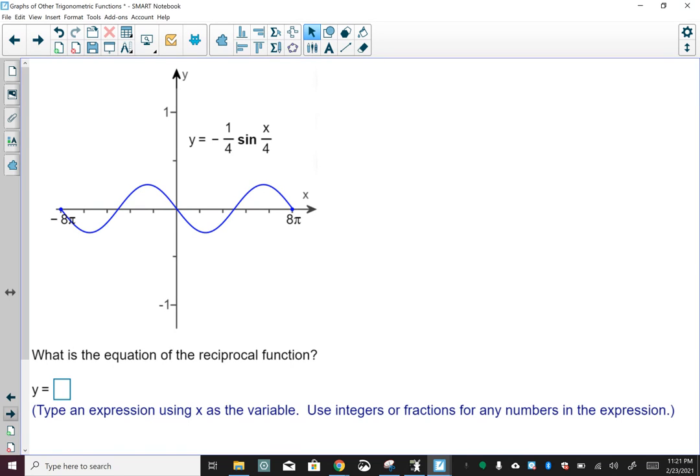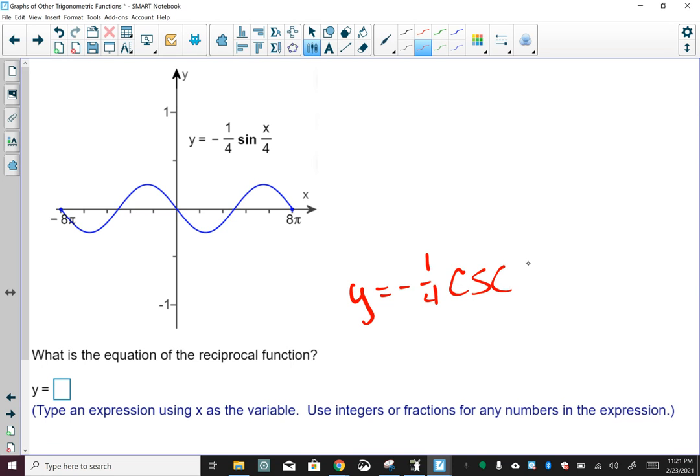And then the last one. This is a 2-part question. The first part is, what's the equation of the reciprocal function? If they give me this here, I need the reciprocal function of this. Remember, the reciprocal of sine would be cosecant, so everything else stays the same. So I go y is equal to negative 1/4 cosecant of x over 4. And that's what would go into the box right here.